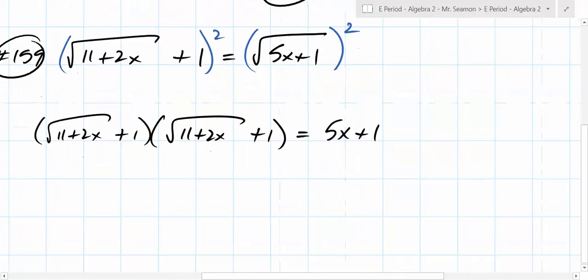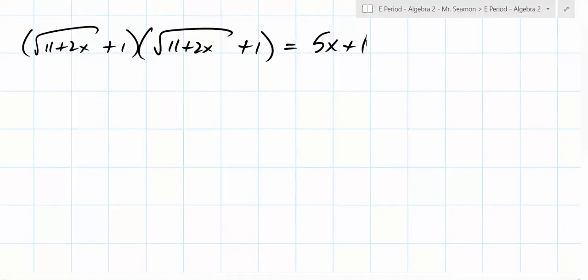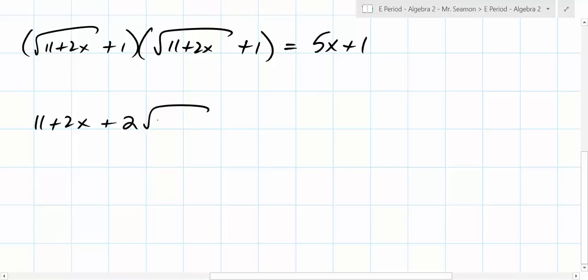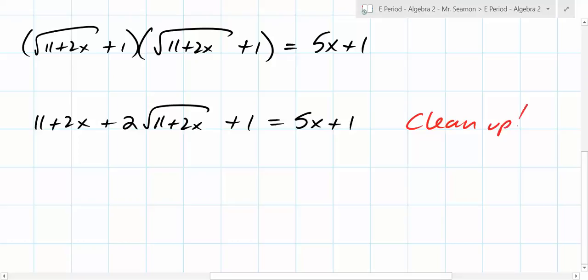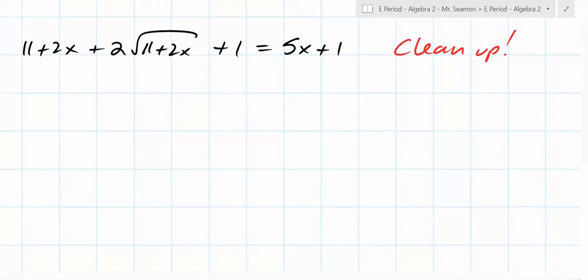Yeah, square root of a thing times the square root of a thing is the thing. So then you have to FOIL this out, not just square each individual element, and end up with 11 plus 2x plus 2 of them, right? Plus 1 is equal to 5x plus 1. At this point, so we multiplied, we're going to clean up. You need to clean up before you FOIL again, so you need to combine like terms.